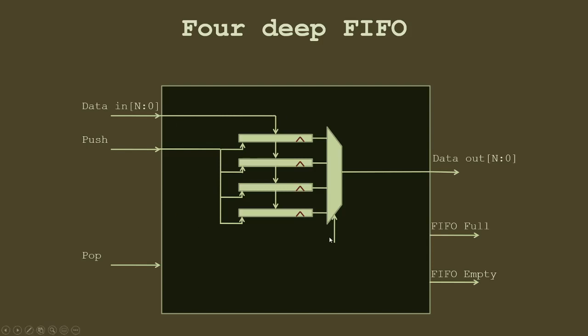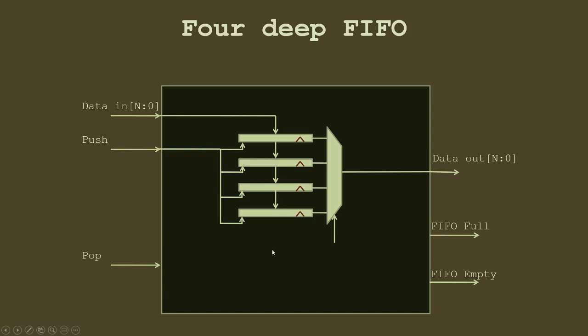But how can we drive this select line? How do we know whether we want to read from here, here, or here, or here? It depends on how many times we have pushed it. And it also depends on whether we popped some data or not. For example, if I had pushed 4 times, then data will be here. So I should have 0, 1, 2, 3. So I would want this to be at the output. But if there has been a pop in between, then that value will be here.